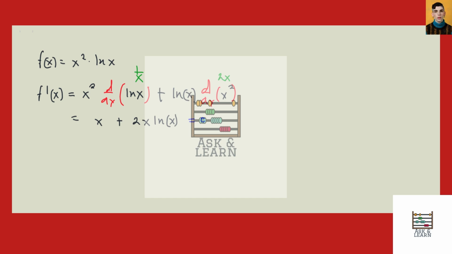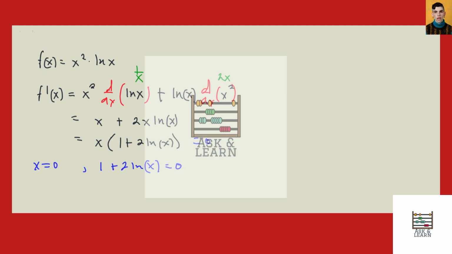And actually, before we do that, let's go ahead and factor this. So I'm going to pull out an x: x times 1 plus 2 natural log of x. All right, now let's set this equal to 0. So this tells us either x is equal to 0 or 1 plus 2 natural log of x is equal to 0.